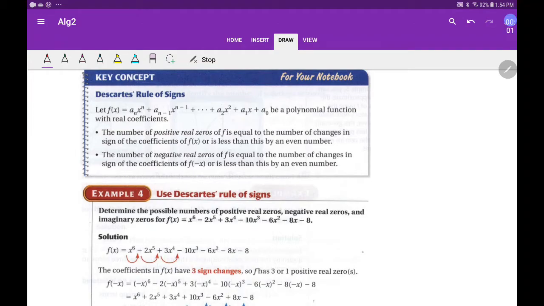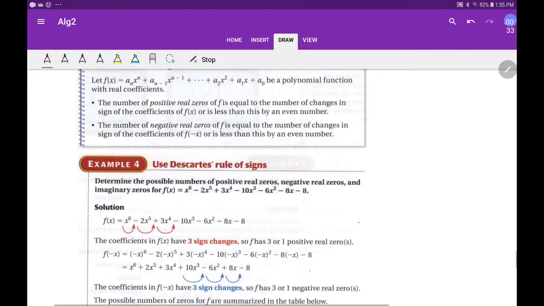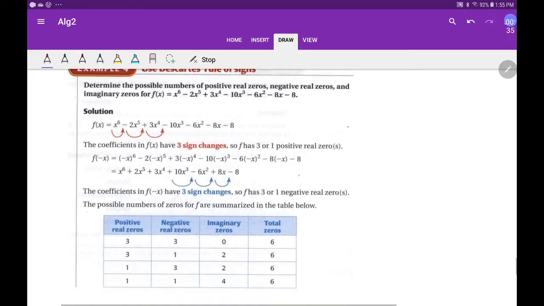Okay, we're going to cover Descartes' rule of signs again. We can look at the number of times the function changes signs to find the positive real zeros. And we can look at something else. If we input a -1 for all the x's, we can see what it does to the signs. Then we can do the same thing we did the first time and see how many times the sign changes. And that'll be the negative roots. Okay, and then the leftovers, if there are any, will be imaginary zeros.